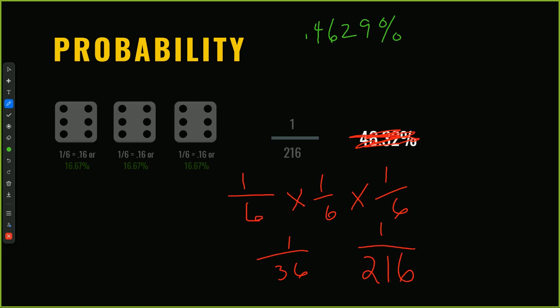Now that means that rolling that dice, I'm only going to have a 0.46% chance of them all being the same number value. Well, let me ask you this. What's the likelihood of me not getting that?